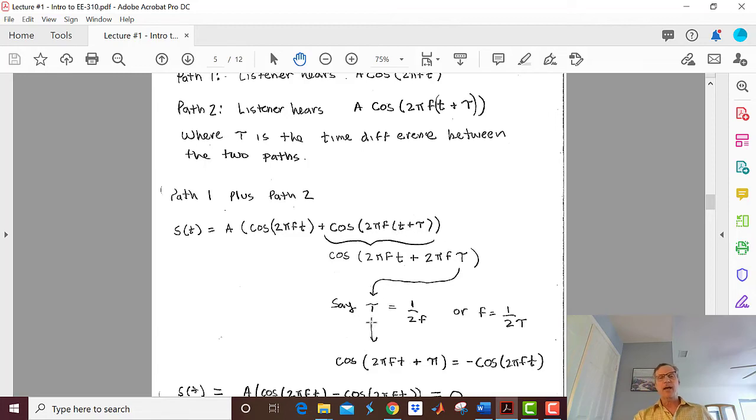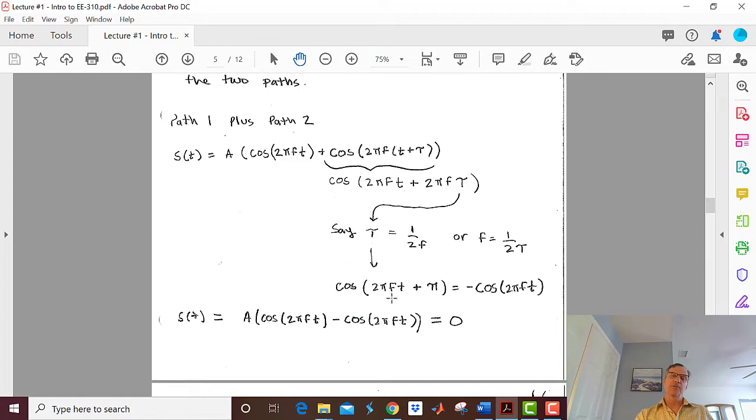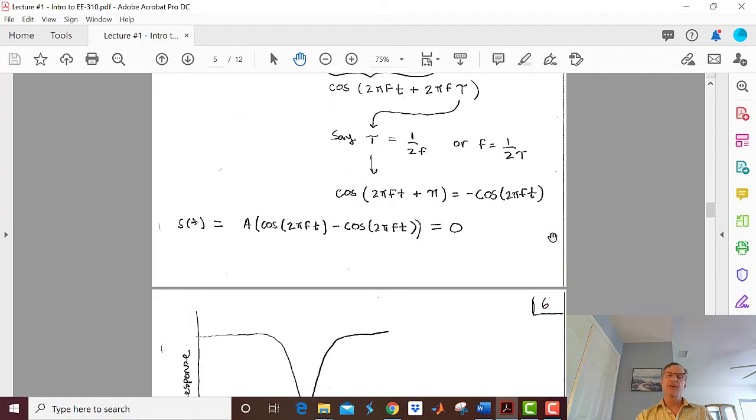Let's say that tau is equal to 1 over 2f. If tau is equal to 1 over 2f, then this term becomes pi. See? It becomes pi. And using trigonometric identities, I know that cosine 2 pi ft plus pi is just negative cosine 2 pi ft. So wow, look, the listener hears the direct path and the reflected path, and they cancel out perfectly. The listener hears nothing at that particular frequency, which is related to the path difference.